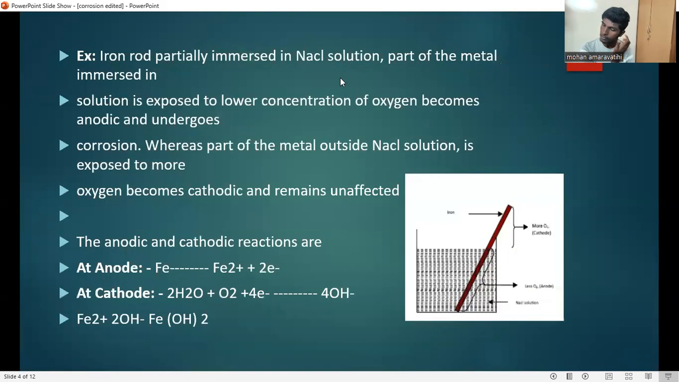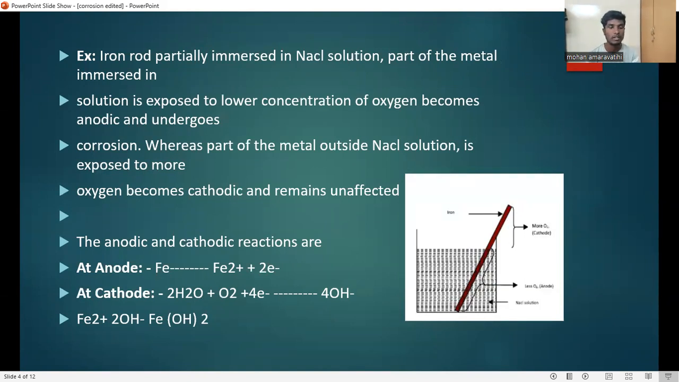In this diagram, you can see an iron rod dipped into a sodium chloride solution. Inside the sodium chloride solution there is less oxygen, so it is anodic, and outside the solution it is in the air, has more oxygen, and is cathodic. For example, an iron rod partially immersed in a sodium chloride solution.